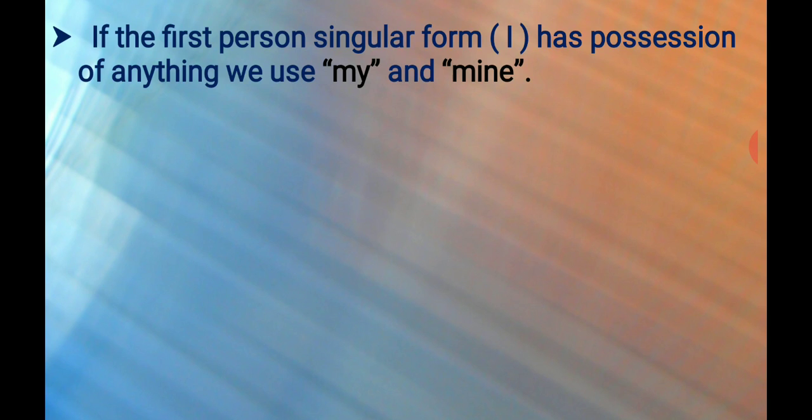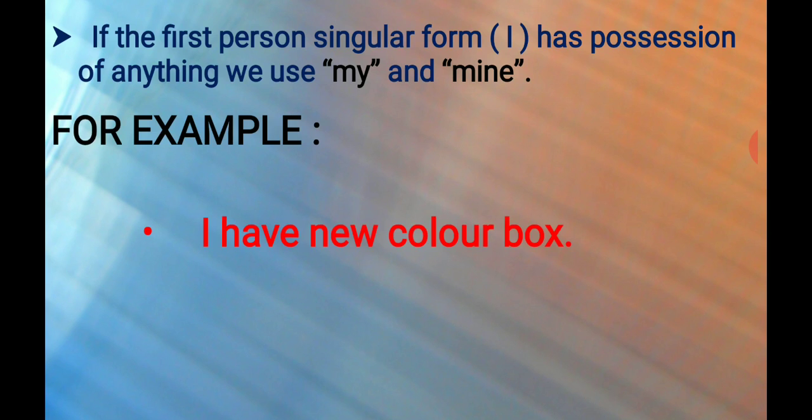And let's see what the first person singular possessive pronoun is. If the first person singular, I, has possession of anything, we use my and mine to show its possession. For I, the speaker of the sentence. If I am talking about myself, what is the possessive form of I? My and mine. Understand?